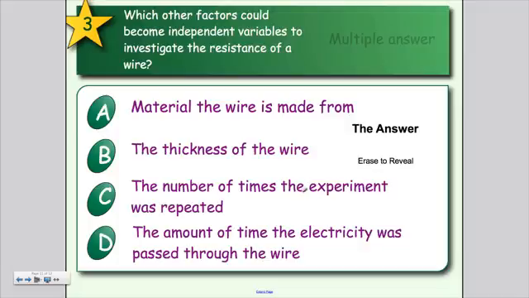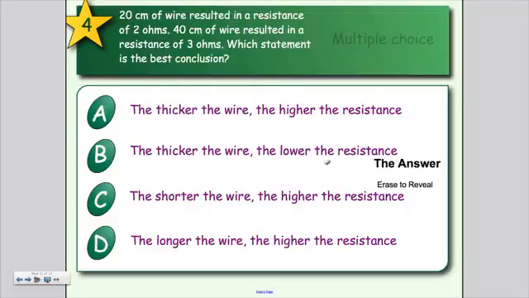Let's do another one. Pause the video until everyone has answered. I hope you noticed that this was a multiple answer problem, and the answer was A and B. Good job. Last one. This is only one option. Pause the video until everyone has answered. And the answer was D. The longer wire, the higher the resistance. Not bad.